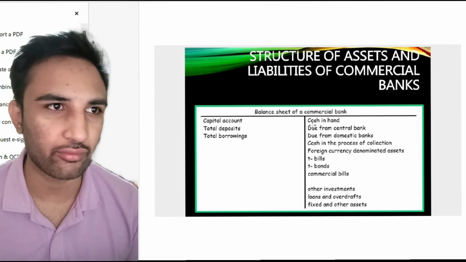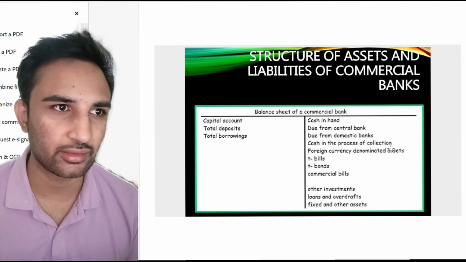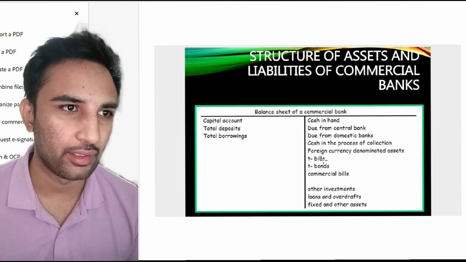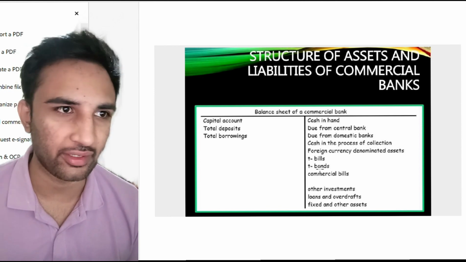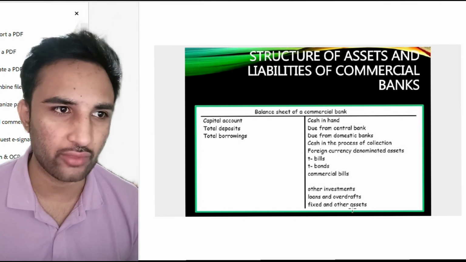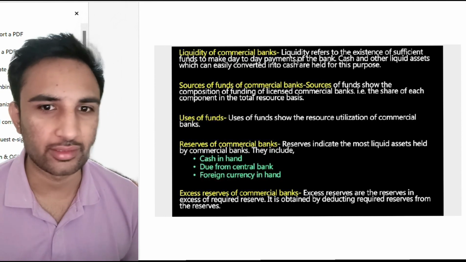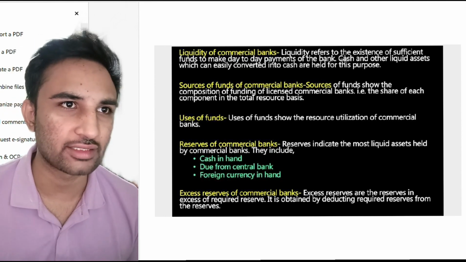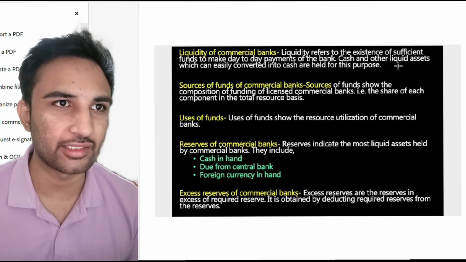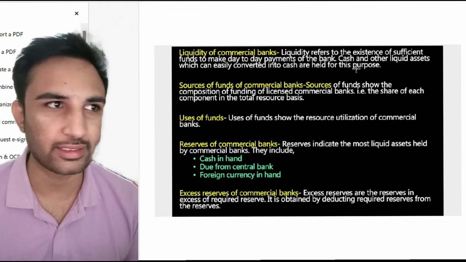Then on the right hand, we have cash in hand, due from central bank, due from domestic bank, cash in the process of collection, foreign currency denominated assets, T-bills, that is treasury bills, treasury bonds, commercial bills, other investments, loans and overdrafts, fixed and other assets. What is the liquidity of commercial banks? Liquidity refers to the existence of sufficient funds to make day-to-day payments of the bank. So cash and other liquid assets which can easily be converted into cash are held for this purpose.